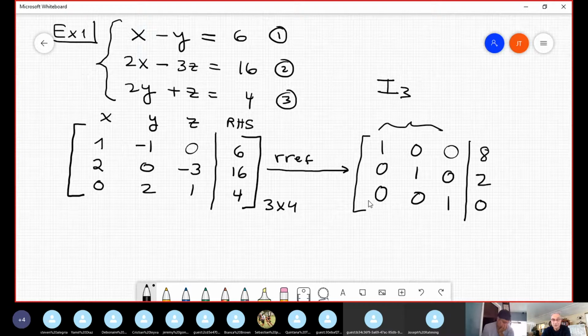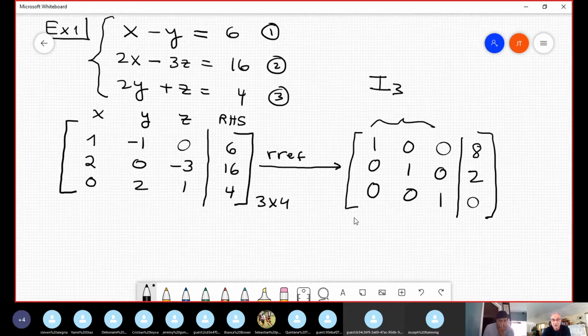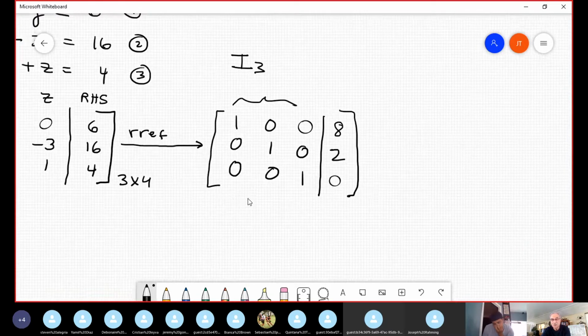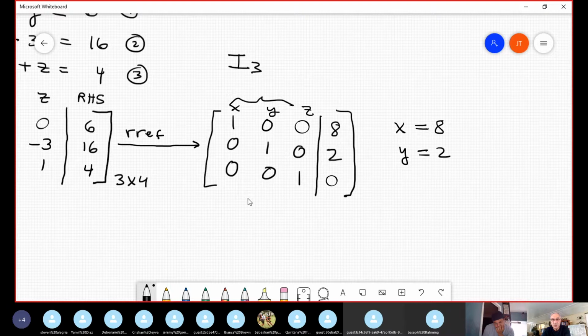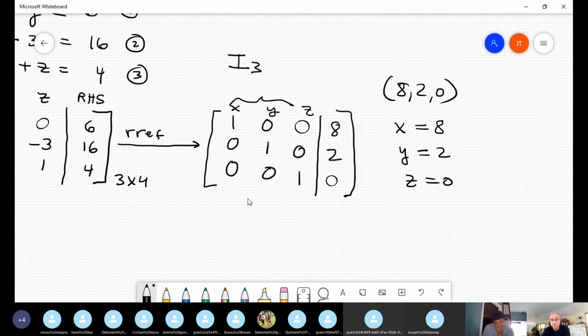So you translate this mathematical object into equations. It is obvious that the first row, representing the first equation, is x equals 8, because x is 1, y is missing, z is missing. So x equals 8, y equals 2, and z equals 0. End of the story, and we have the solution. In this case, we have a unique solution, only one, the ordered triple (8, 2, 0). Any question?